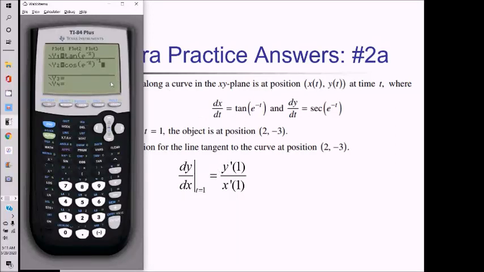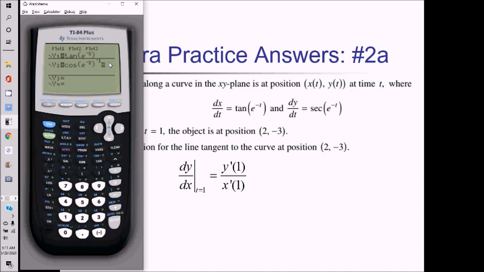So here I am in the y equals. For y1, this is the x prime basically, t e to the negative t. And notice I'm using x instead of t because that's the input variable on my calculator. And now for y2, this is actually my y prime. Now they gave us secant of e to the negative t. To actually input that, you need to do cosine of all that stuff and then raise that to the -1 power because secant is really the reciprocal of cosine.